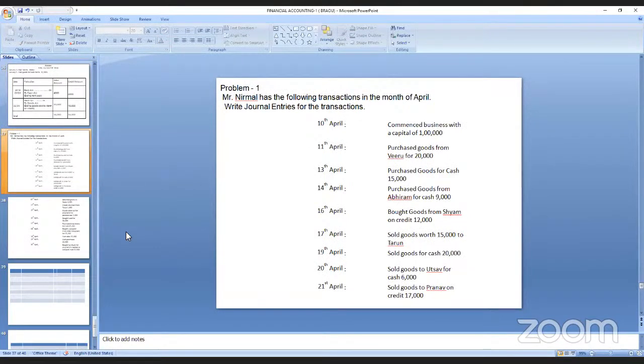Now you have to tell me. Mr. Nirmal has followed the transaction in the month of April. Write the journal entries for the following transactions. Here, commenced business with the capital. So just take the screen, otherwise you can write in a book. This is a problem.